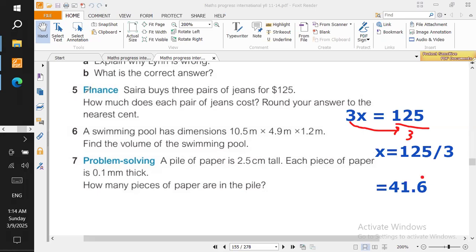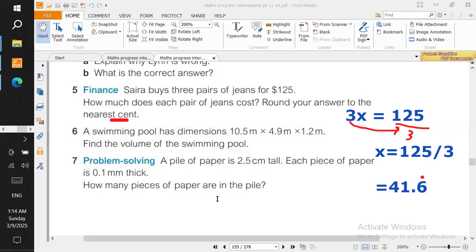Now the question said, how much does each pair cost? Round your answer to the nearest cent. Now these are dollars. They didn't say round your answer to the nearest dollar. They said to the nearest cent. It means these are sixes, 666.